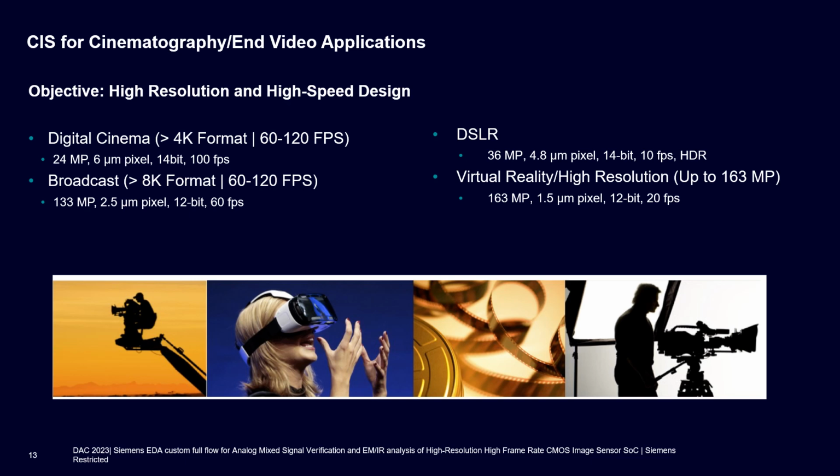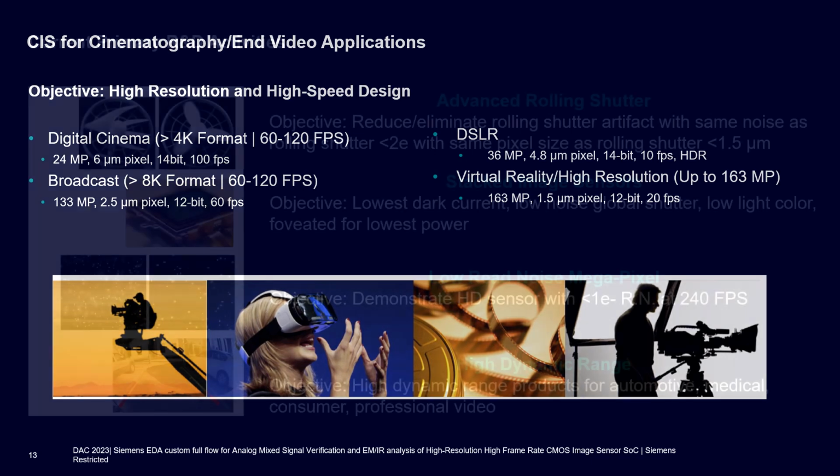First is the digital camera, where the target resolution is more than 4K and a 60 to 120 FPS frame rate is standard. Second category is DSLR cameras. Third category is broadcast cameras, where the target resolution is much higher, typically more than 8K, and a 60 to 120 frames per second frame rate is pretty standard. One of the upcoming areas is virtual reality, where we have designed sensors up to 163 megapixels.